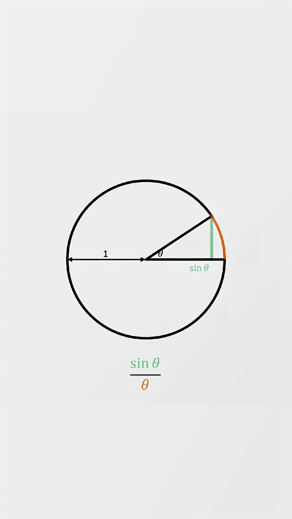If you're curious as to why that's true, why radians is the only system that evaluates to 1, you can look at this diagram of sine theta over theta.